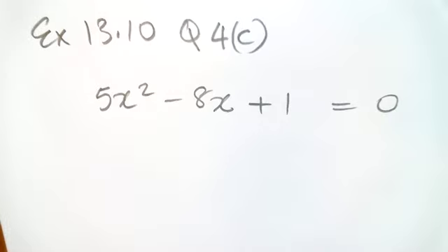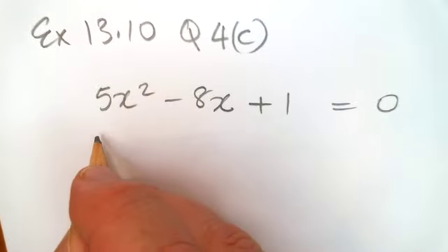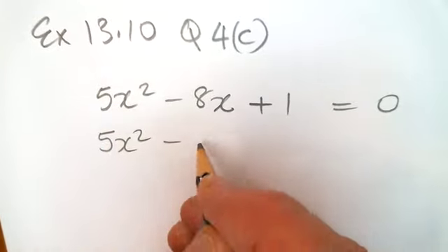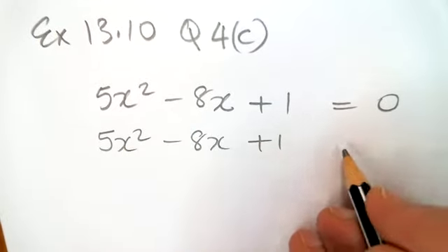All right, exercise 13.10, question 4c. We are completing the square. I like this one. This is very cool. So I'm going to restate the question: 5x squared minus 8x plus 1 is 0.